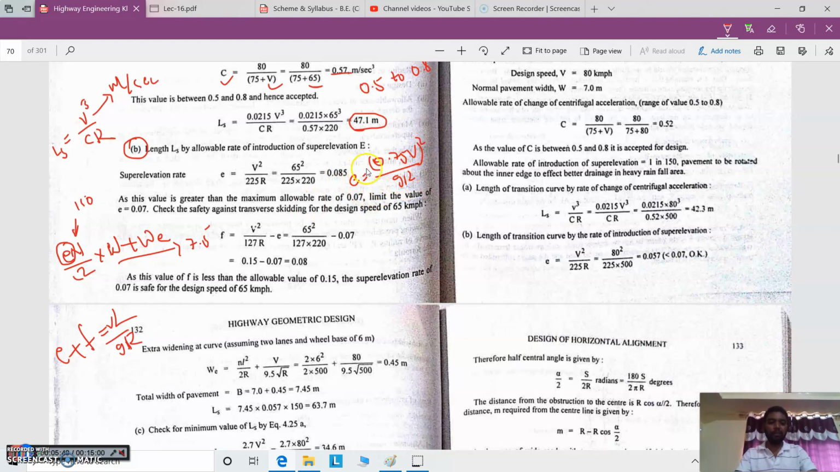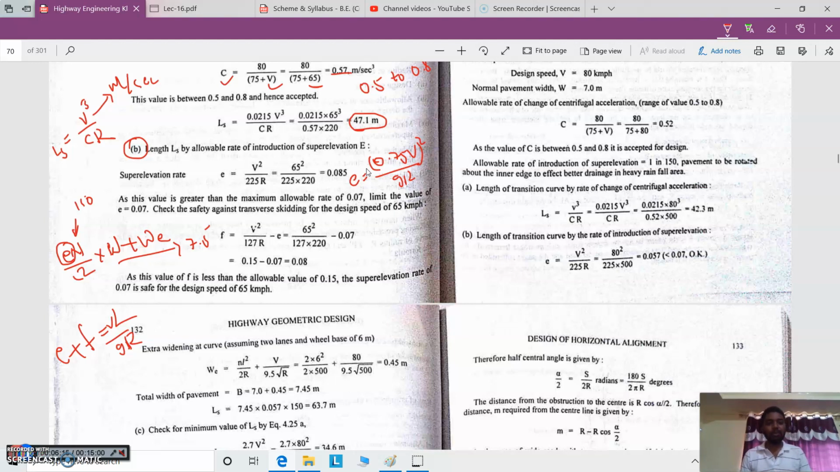Once you consider this is for mixed traffic condition, as we know the steps to calculate the super elevation. The first step is to consider the mixed traffic condition, and the second step is to check whether the value of e is lying in between or less than 7% or not. If it is not lying within the 7%, we have to consider the full value of 0.07, and we have to calculate the frictional force.